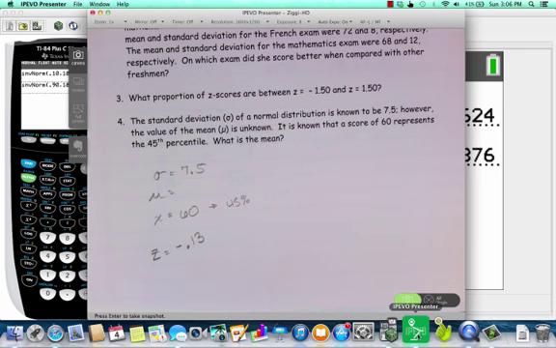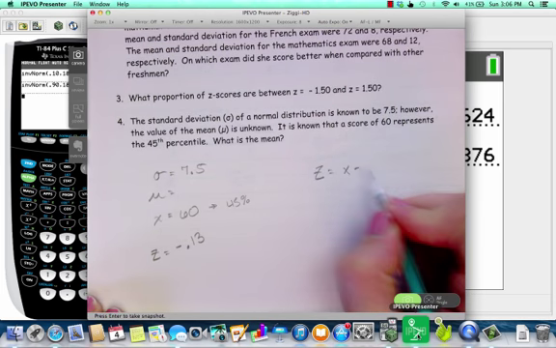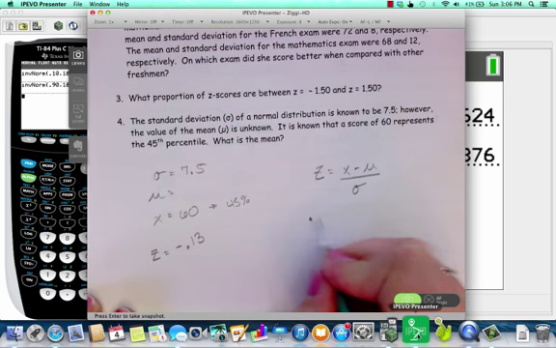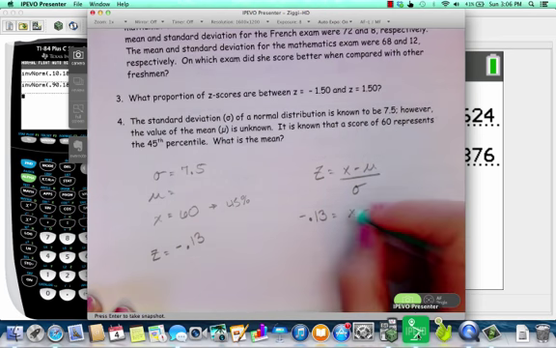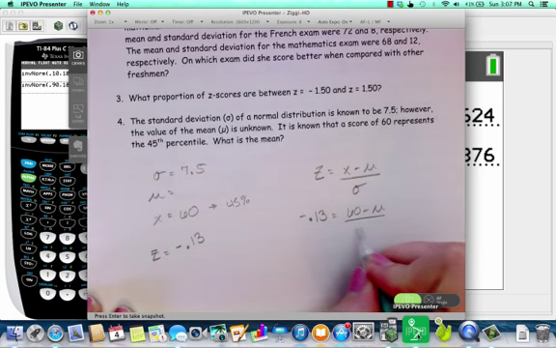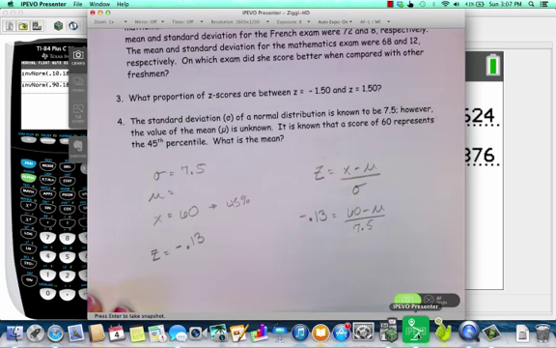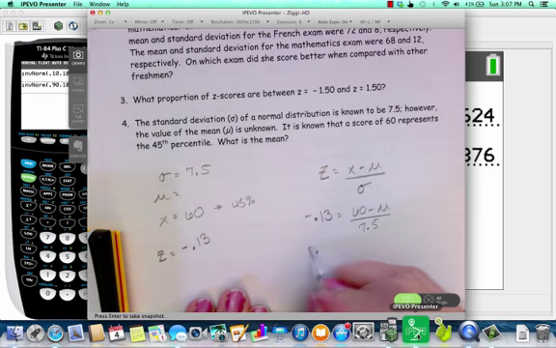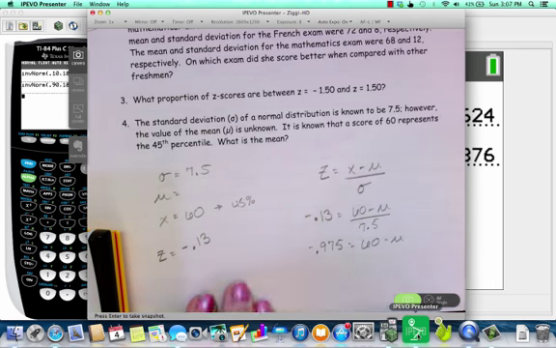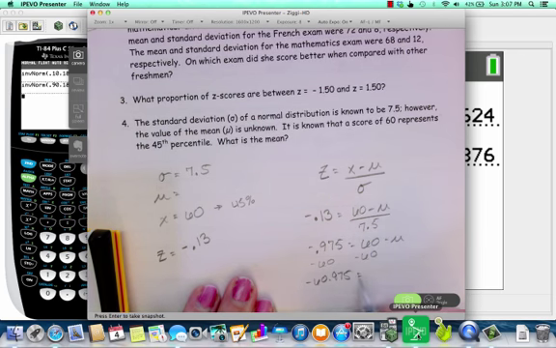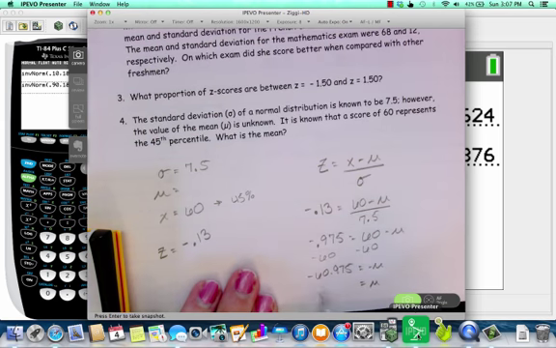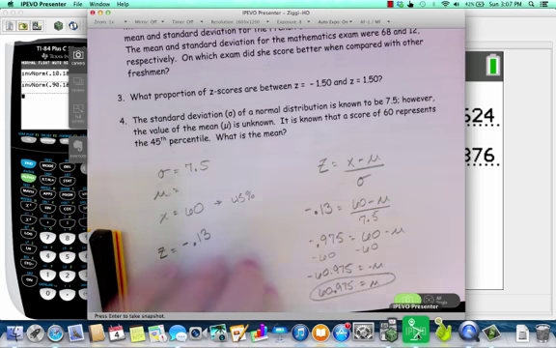So what I'm going to do then is use the z-score formula. Z is equal to x minus the mean divided by standard deviation. So negative 0.13 equals x, we know what x is, 60 minus the mean over the standard deviation. Now I can multiply both sides by 7.5. So that gives me negative 0.975 equals 60 minus mu. Subtract 60 on each side and divide by negative 1. So I know the mean is 60.975.